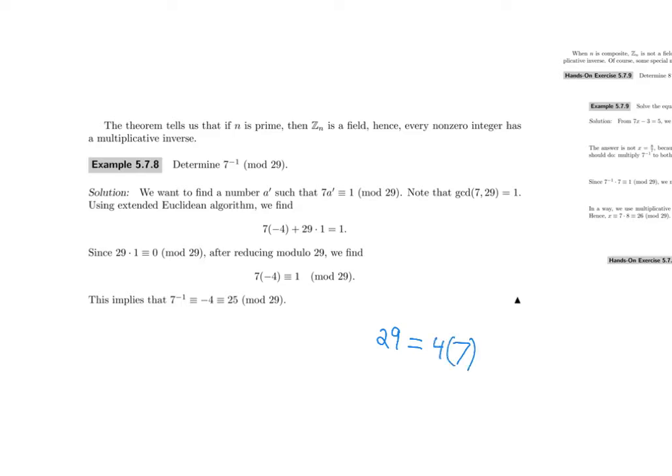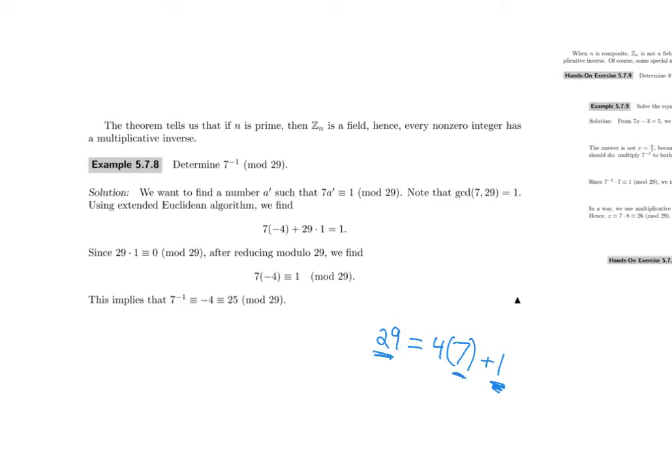29 is going to be 4 times 7 plus 1. Wow, that was quick. I already got to the GCD of 1 right away in one step. And remember what it means. If the GCD is 1, it means I can write 1 as a linear combination of these two given integers.